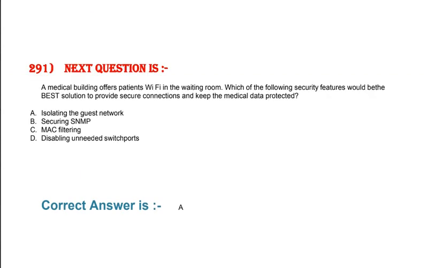Question is, a medical building offers patients Wi-Fi in the waiting room. Which of the following security features would be the best solution to provide secure connections and keep the medical data protected? Option A, isolate the guest network. Option B, securing SNMP. Option C, MAC filtering. Option D, disabling unneeded switch ports. Correct answer is option A.